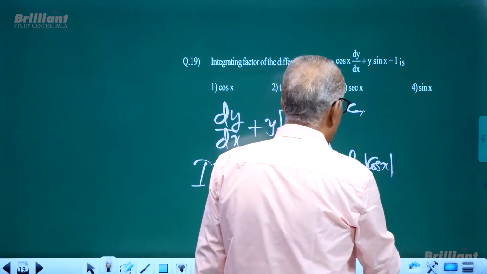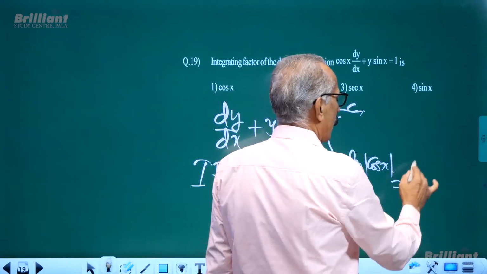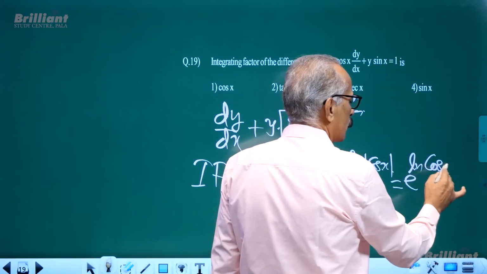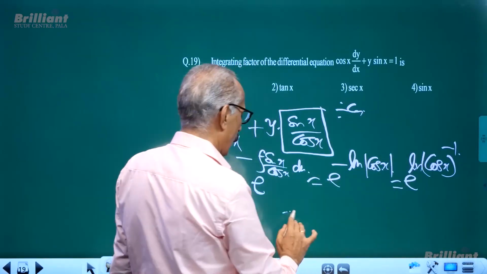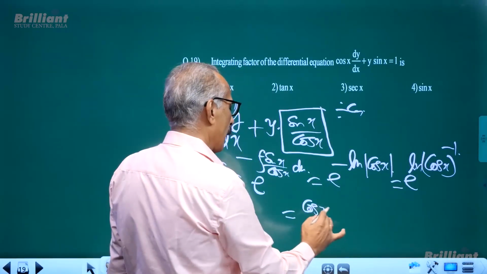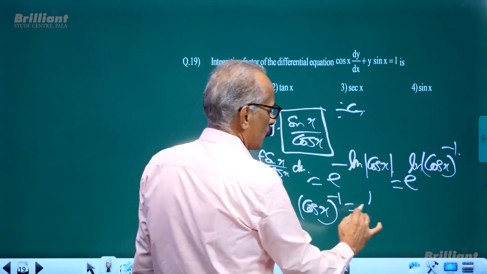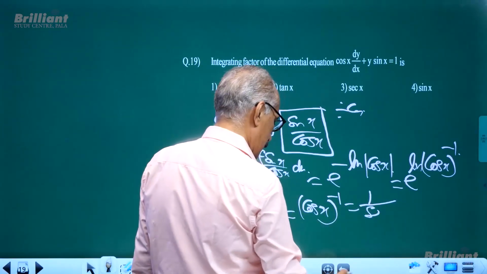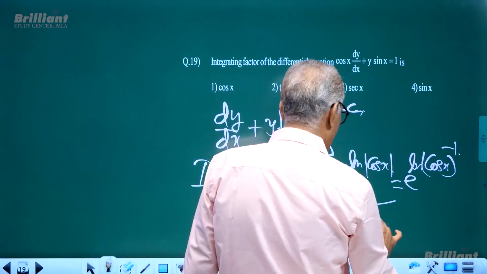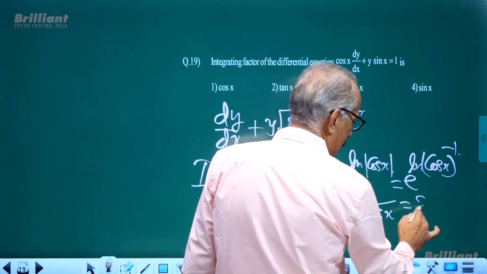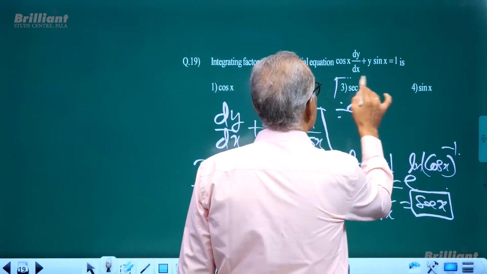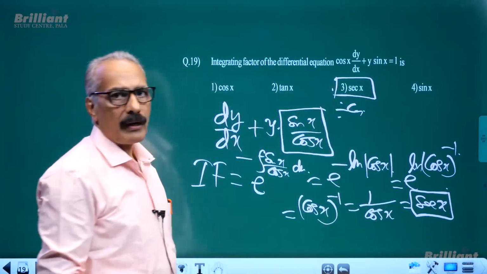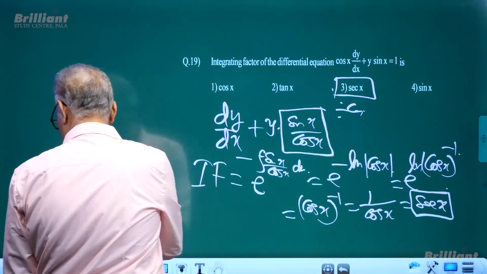Ready? E to the power minus logarithm of cos x means e to the power logarithm of cos x to the power minus 1, by the log a formula. E to the power log, that is cos x to the power minus 1. That is 1 divided by cos x. What is 1 by cos x? Sec x. Sec x is your answer. Where is sec x? Third one is your answer. Now we'll move on to the next question.